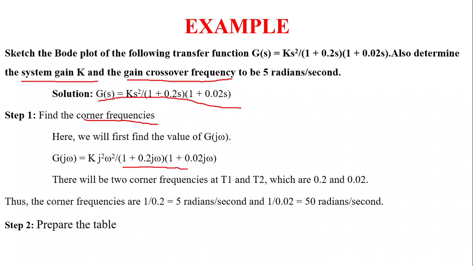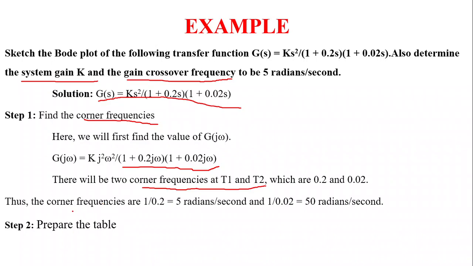So in the denominator we have two poles, so we have two corner frequencies that can be represented as T1 and T2, that is 0.2 and 0.02. Then the first corner frequency is 1 divided by 0.2, which can be written as 5 radians per second, and 1 divided by 0.02 can be written as 50 radians per second. So this is our procedure to find the corner frequencies.